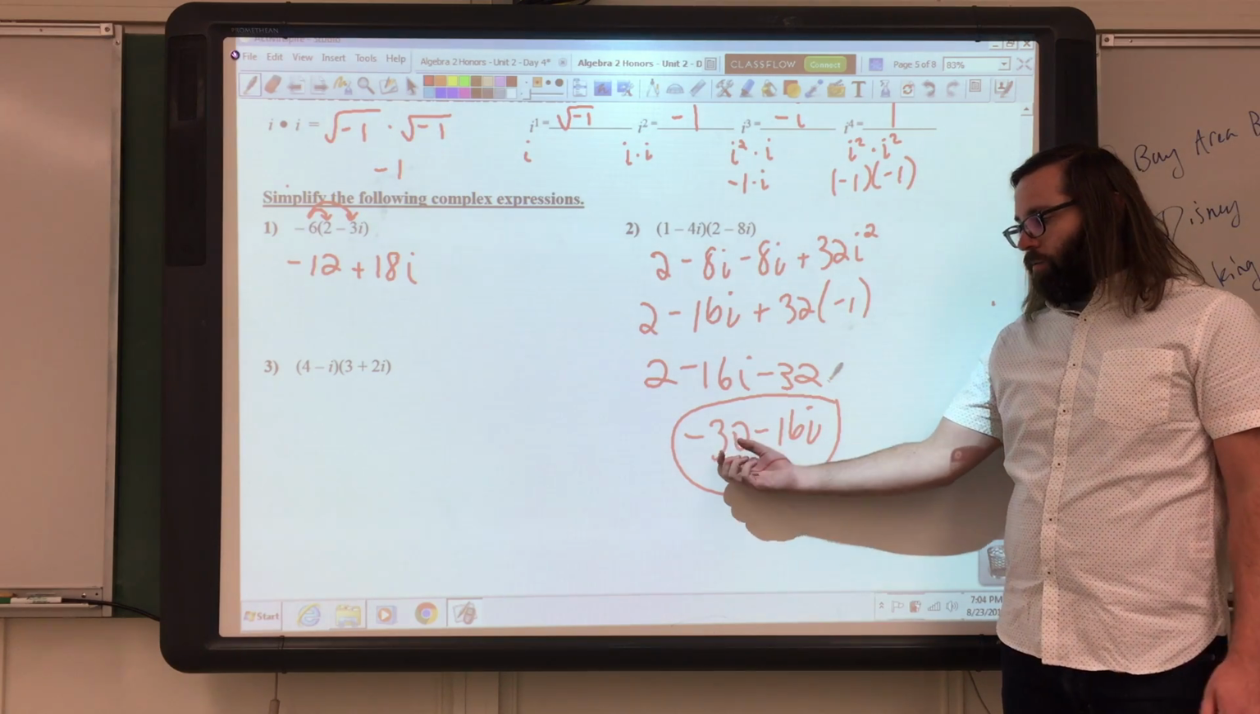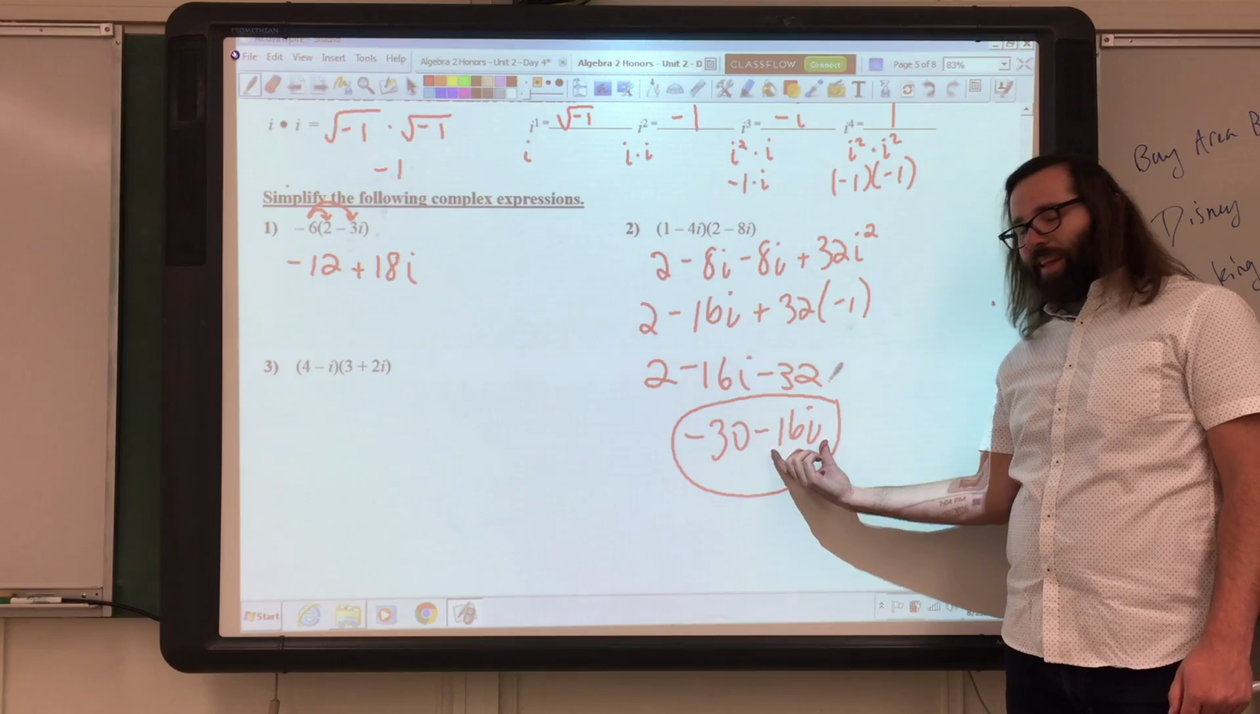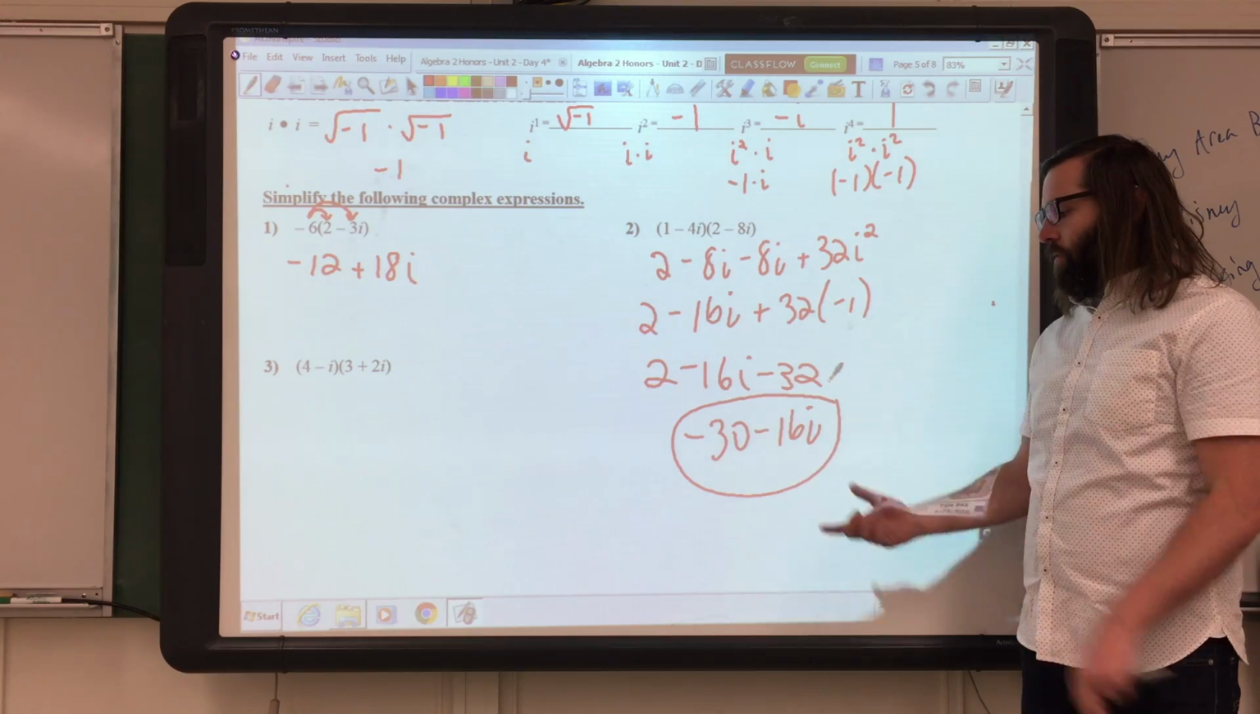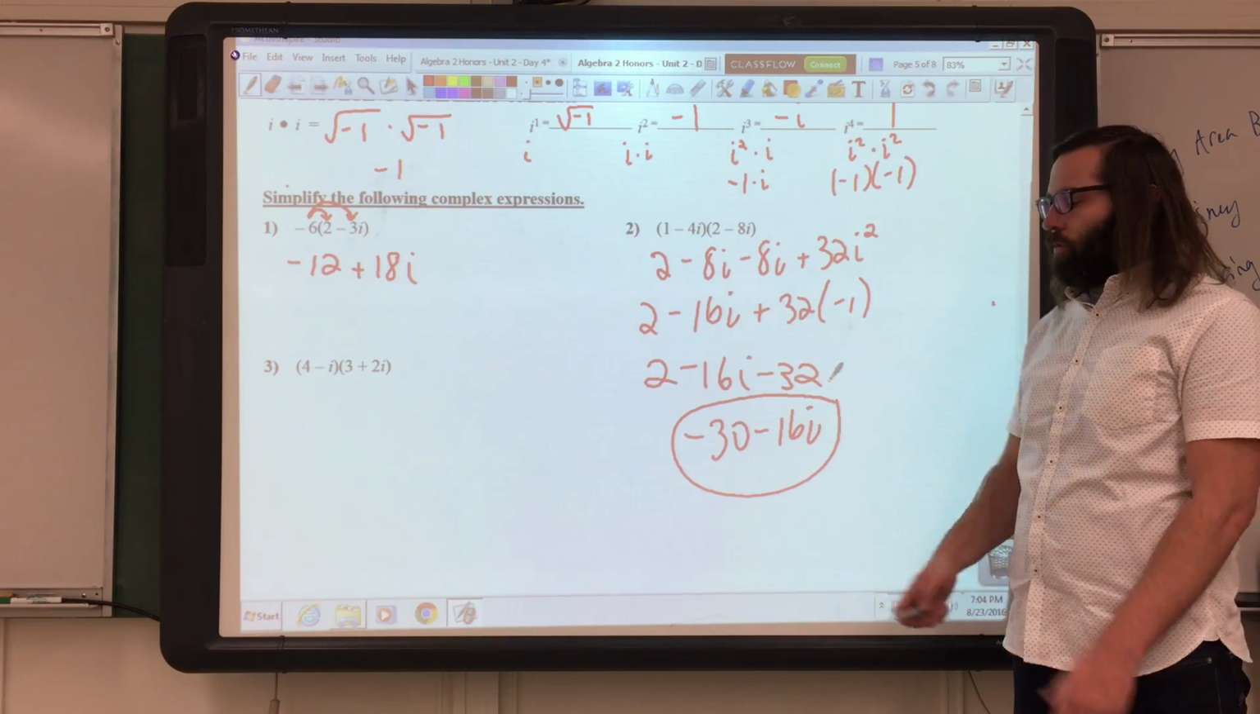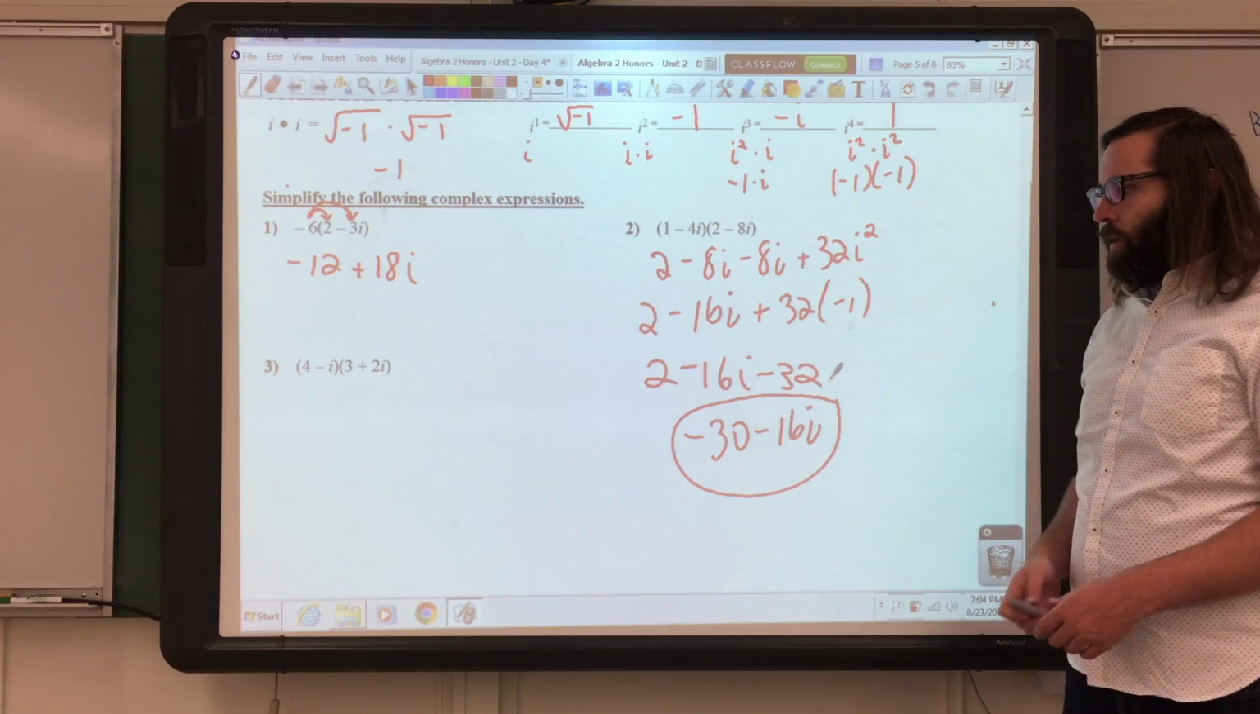Generally we write the real part and then the imaginary part. If you do it the other way around, you're not wrong. It's just we generally do it this way.